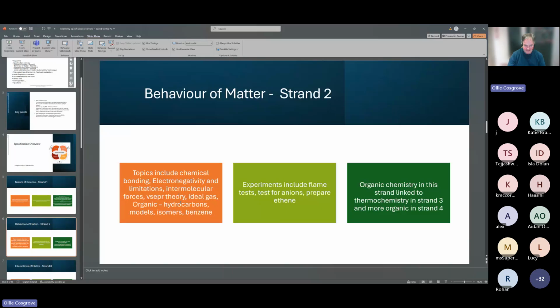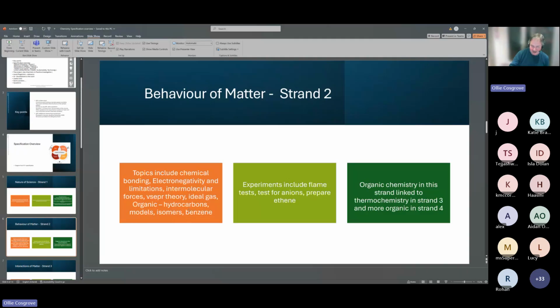VSEPR theory, same as the old course, just for predicting the shape of molecules. The ideal gas equation, which is in the maths tables, there's a big section on that, and there's an associated experiment. The organic section doesn't seem to have as much detail as the old syllabus, but it's still very important if you look at the sample questions.